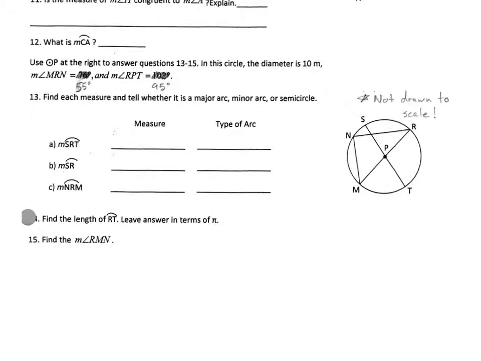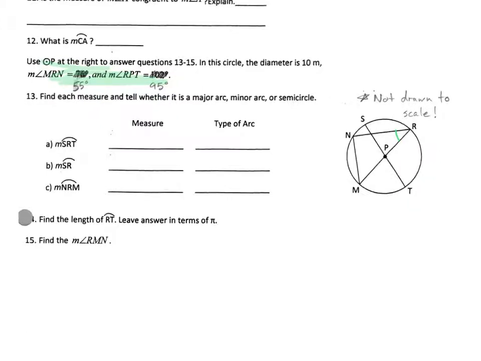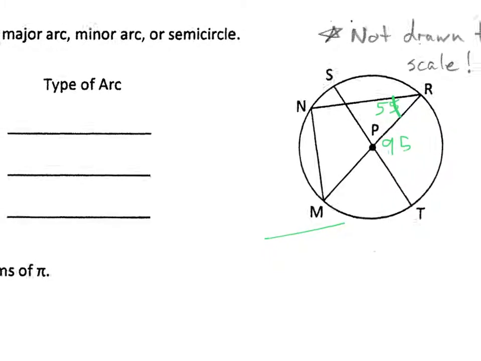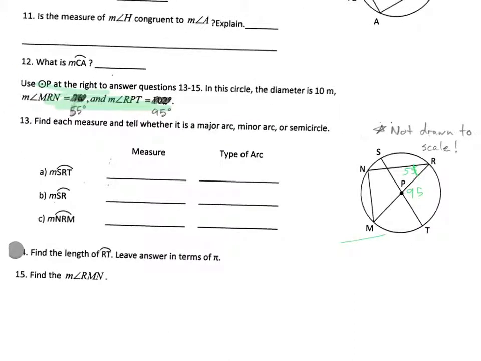Here we go. Problems 13 through 15 here. It's important to read the instructions up here. MRN is 55. I'll zoom in and then you can write it. 55 there, and 95 here. Those are those two things.